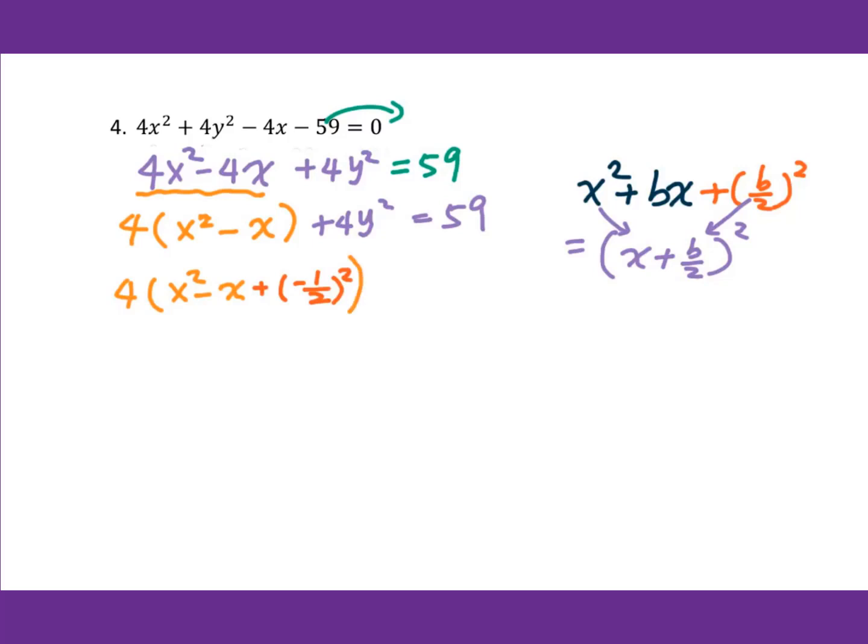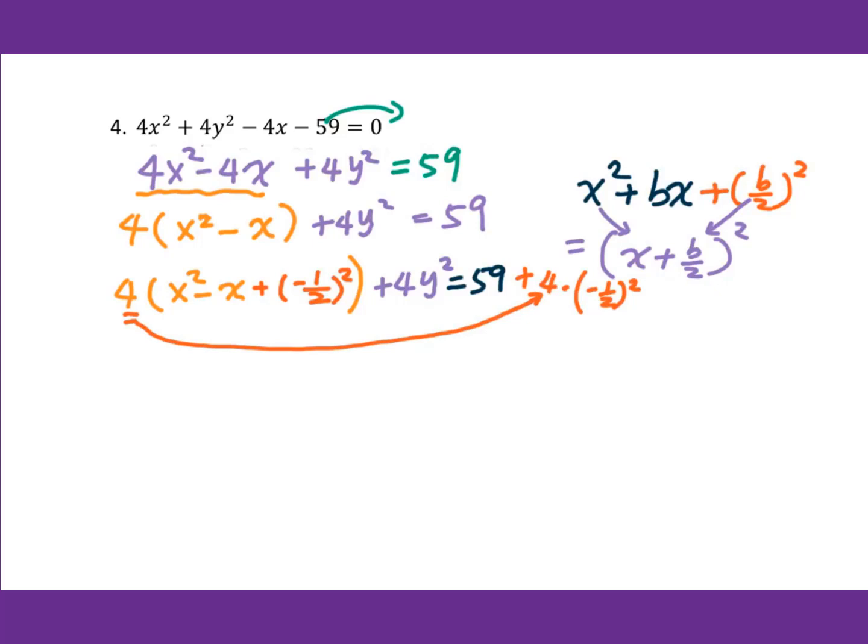Then plus 4y squared equals 59. Since you add negative 1 over 2 squared on the left side of the equal sign, you have to add it to the right side. Don't forget this 4. Therefore, I got plus 4 times negative 1 over 2 squared.